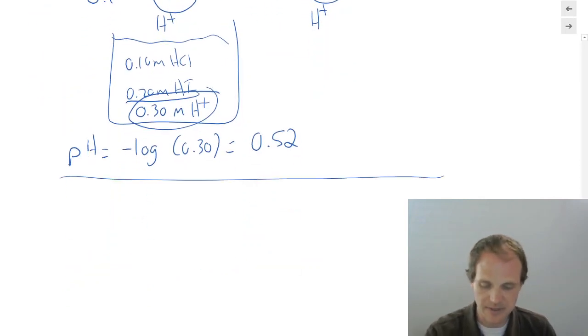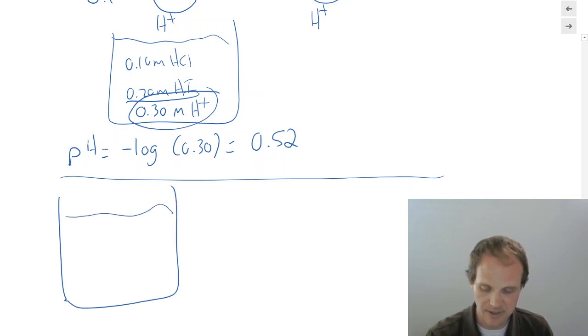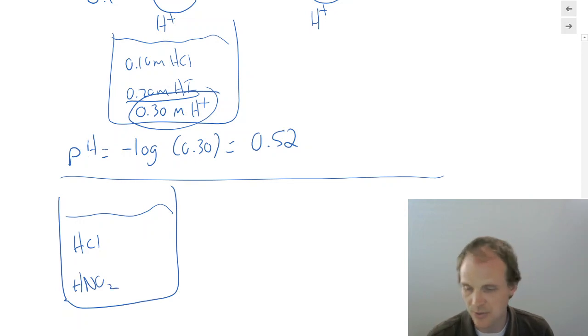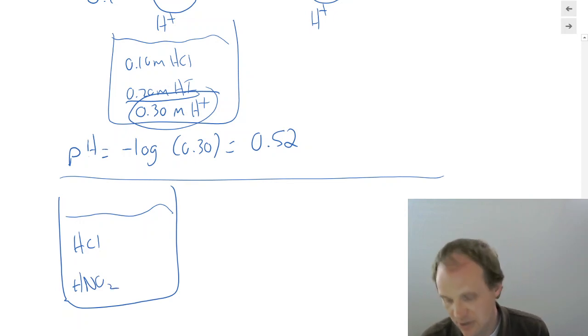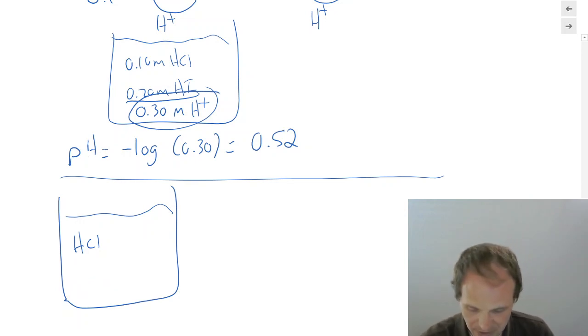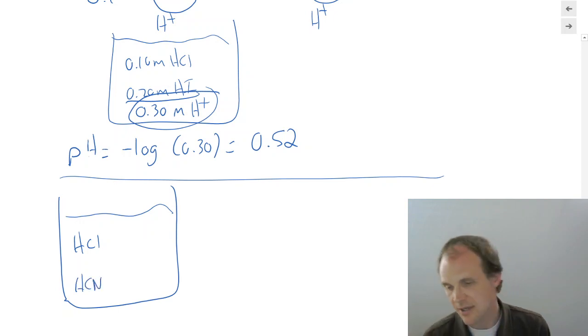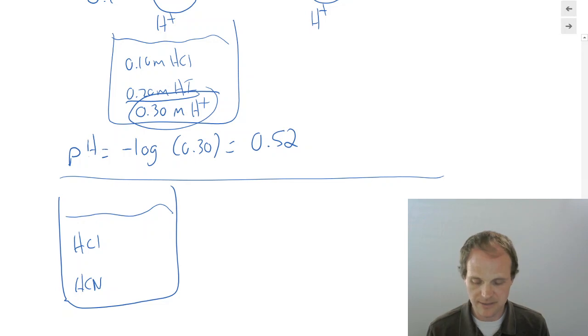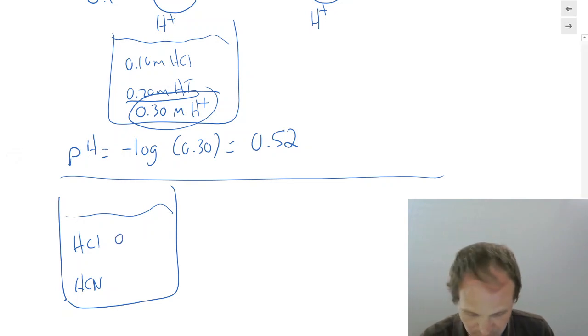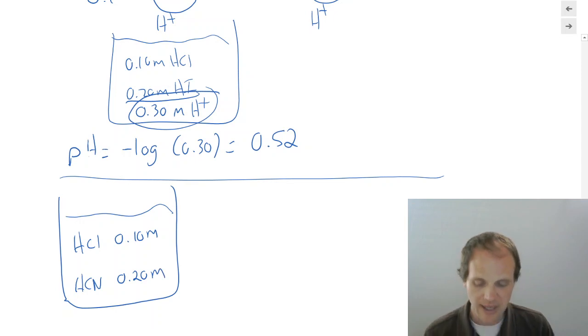Next, let's talk about a mixture of weak acid and strong acid. So here we're going to have something like HCl mixed with HNO2, or let's do a different one we haven't done in a while, HCN. So we've got a strong acid and a weak acid. And let's say we have 0.10 molar HCl and we've got 0.20 molar HCN.